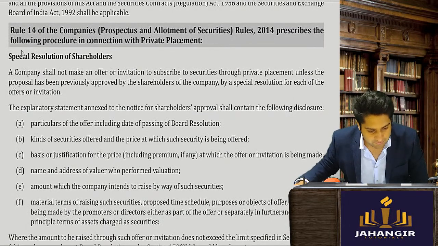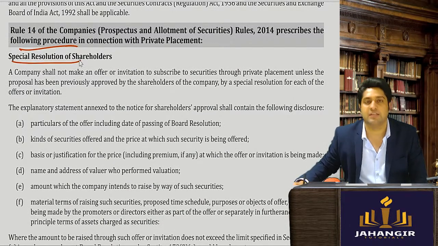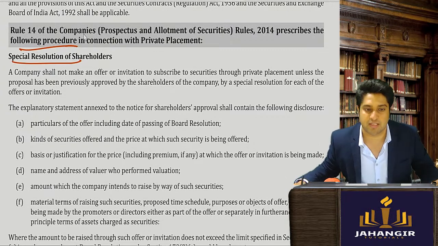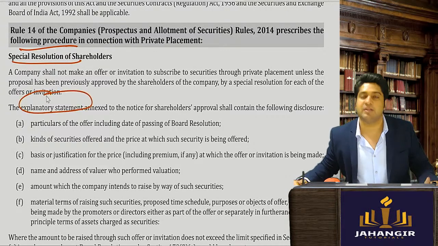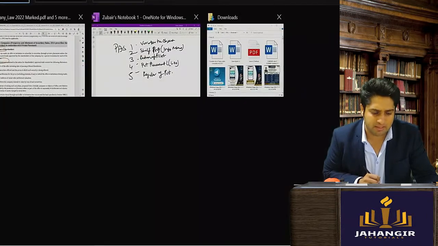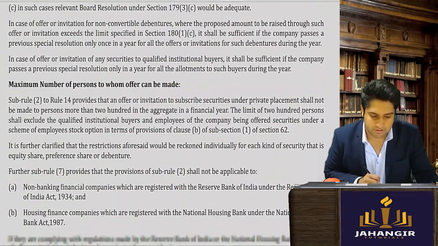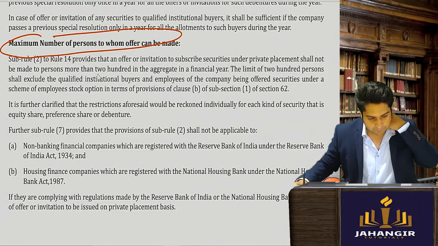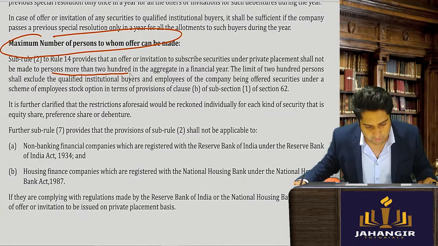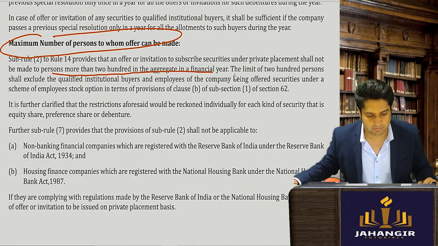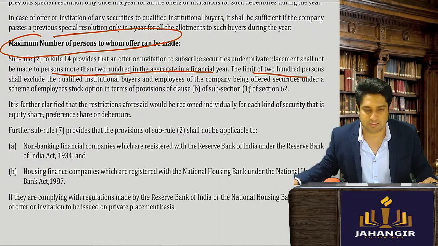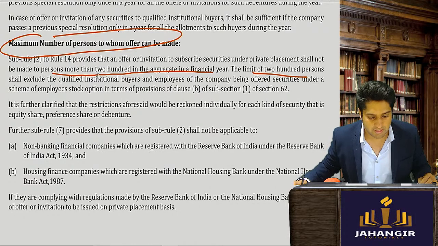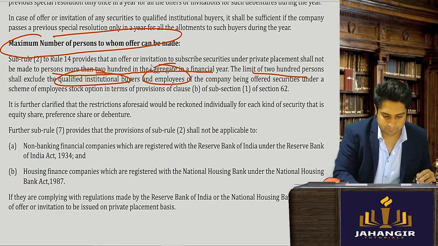Next is, again they have given you the procedure, they'll repeat it again. So whenever a special resolution is taken, along with that you have to give an explanatory statement. Explanatory statement will contain all the basic details for the issue. Maximum persons to whom it can be issued, so it shall not be issued to more than 200 persons in a year. While calculating 200, two kinds of persons are excluded: employees and QIBs.